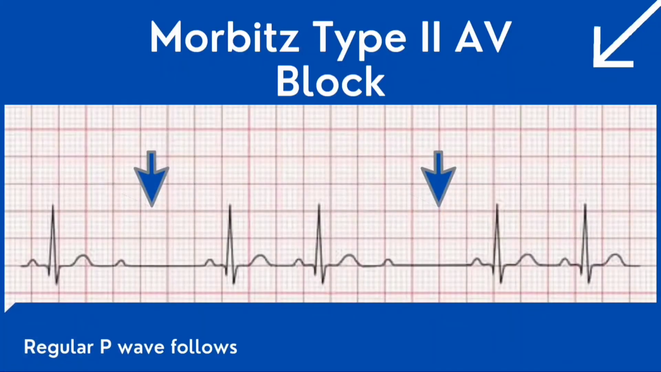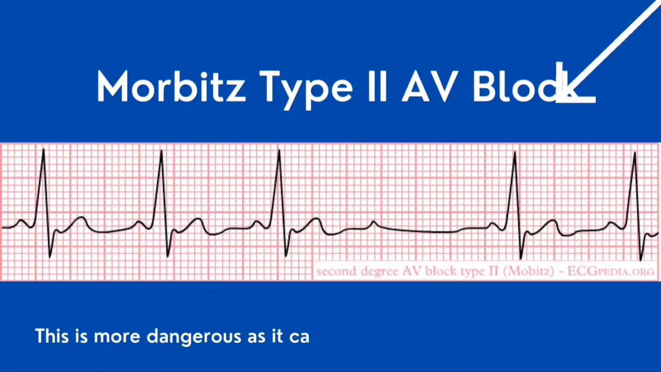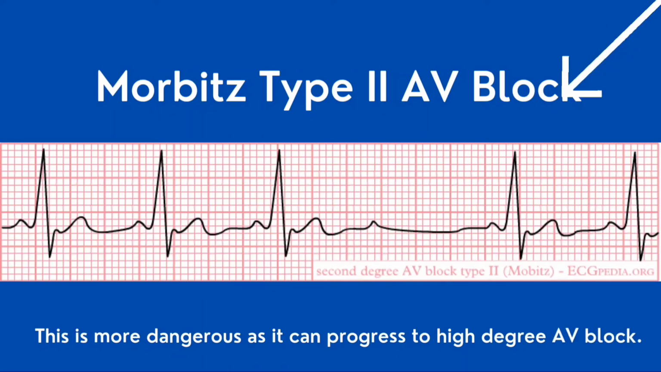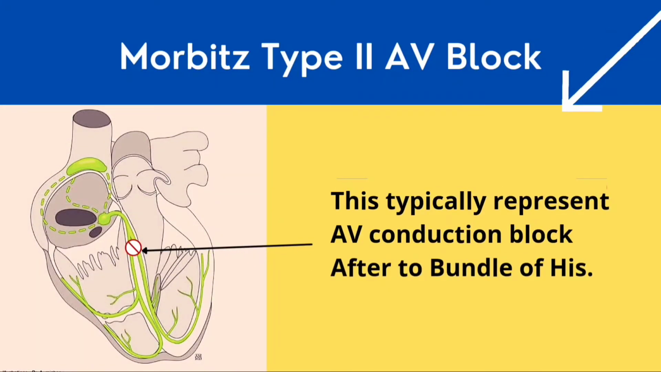This typically represents AV conduction block superior to the bundle of His. Whereas in Mobitz type 2, a regular P wave is followed by an intermittent non-conducted QRS complex. This is more dangerous as it can progress to high-degree AV block. It is typically present if AV conduction delay is after the bundle of His.